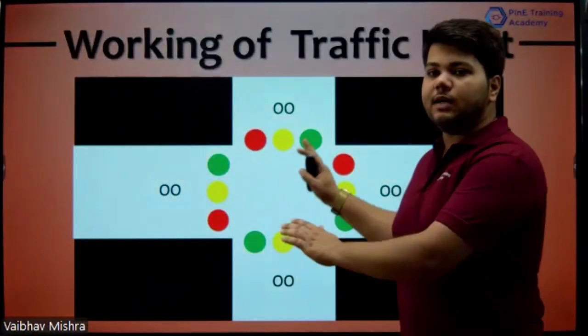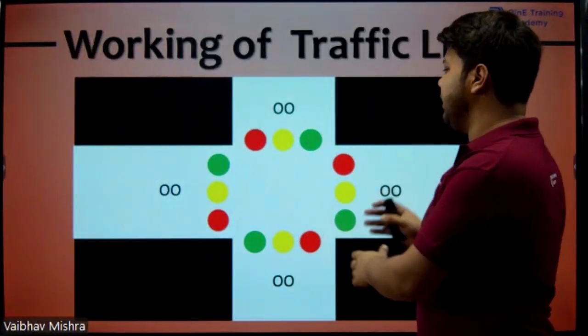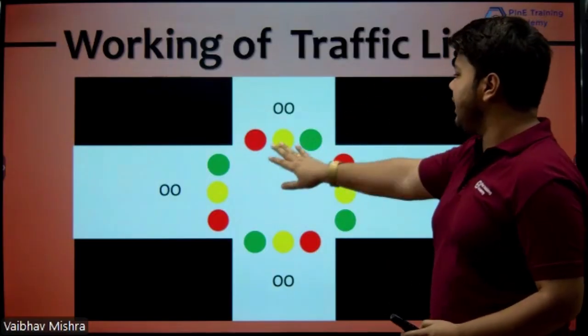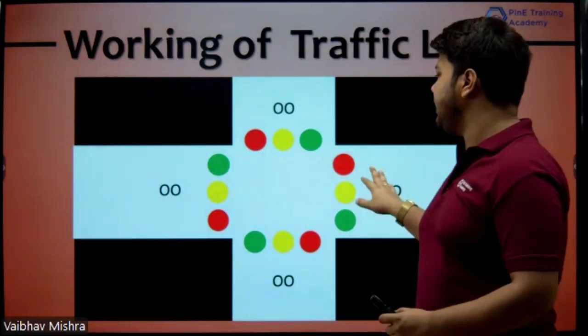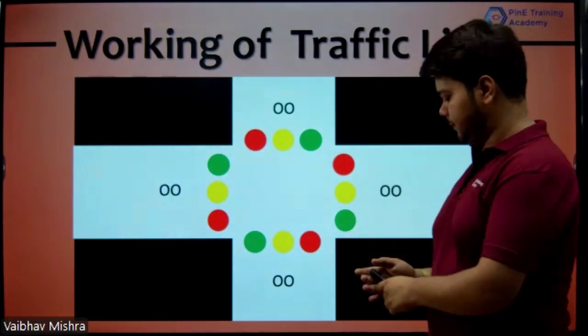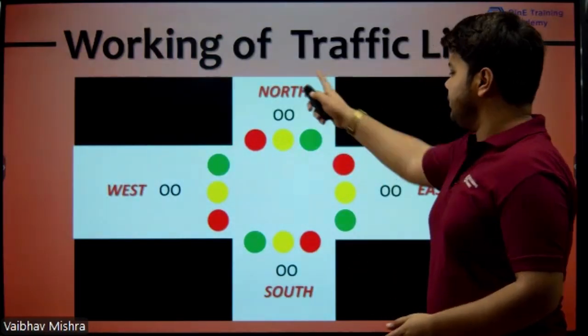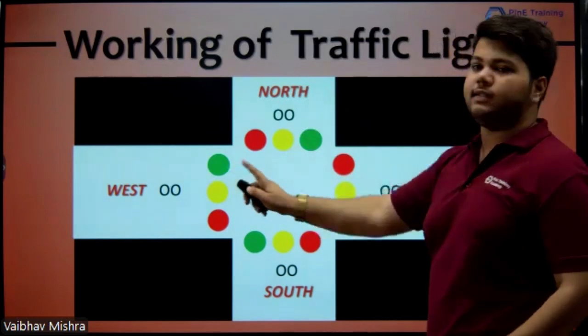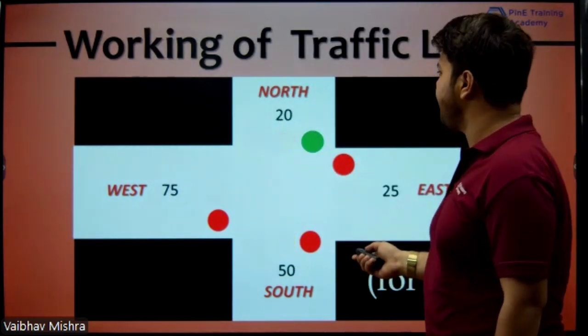Moving on, this is the basic prototype of our project, and it will look like this. Every direction has three lights: red, yellow, and green, and each one has its own time. This is north, south, east, and west, the conventional directions.